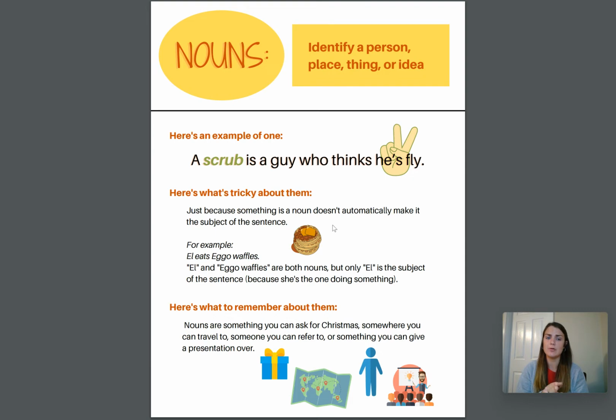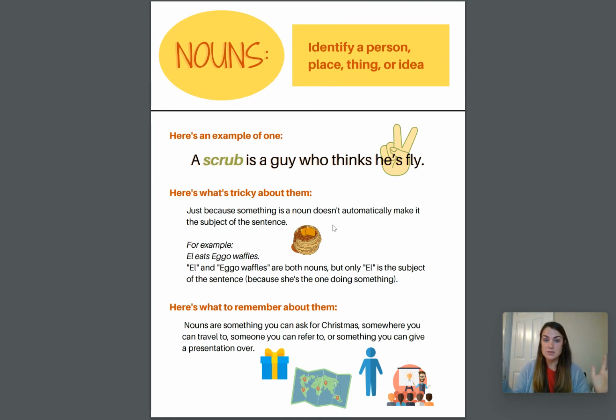What's tricky about a noun is that just because something is a noun doesn't mean it's the subject of the sentence. A lot of times students will get confused when you have something like "Elle eats Eggo waffles." Elle and Eggo waffles are both nouns, right? One is a person and the other one is a thing. Both of them are nouns, but only one of those is the subject of the sentence. Elle is the subject because she's the one doing something. She's the one eating the waffles. So that can be confusing for students.